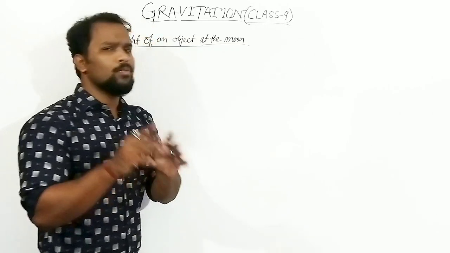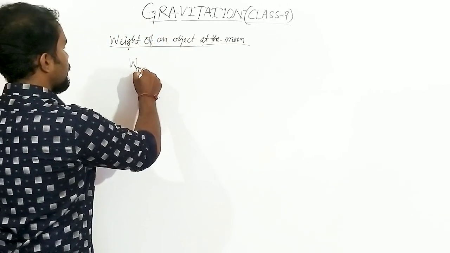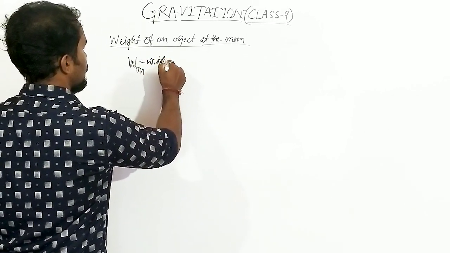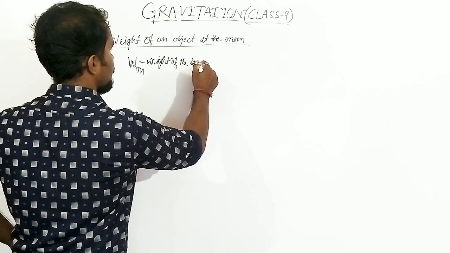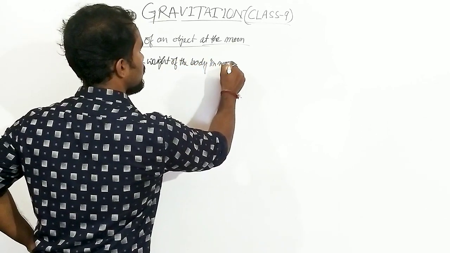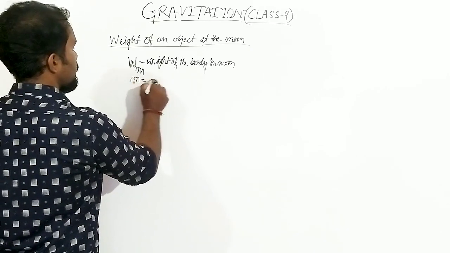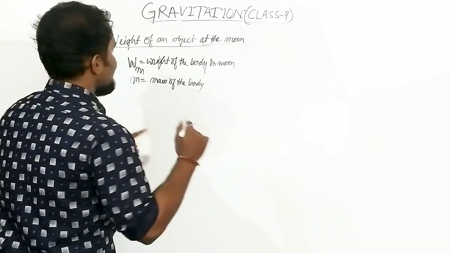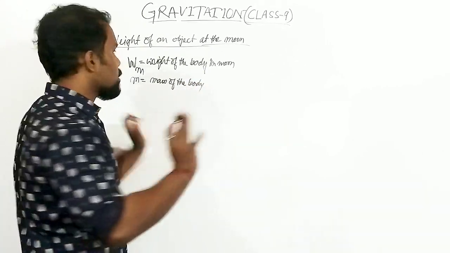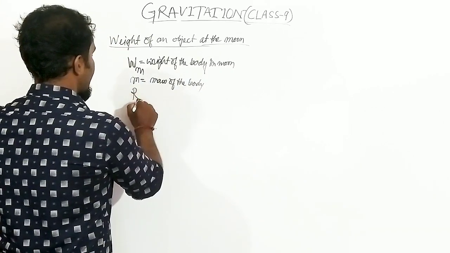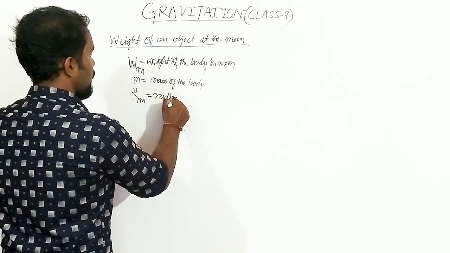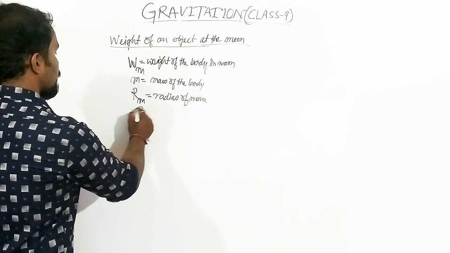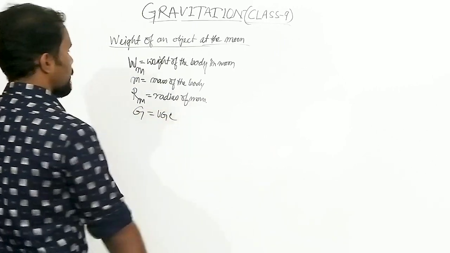So for that we have to consider Wm. Wm is the weight of the body in the moon, right? And m is the mass of the body. Since mass is constant, we don't need to write on the moon or on the earth. Mass is constant everywhere. And Rm is the radius of the moon, right? You got it? And G is known as UGC, that means universal gravitational constant.